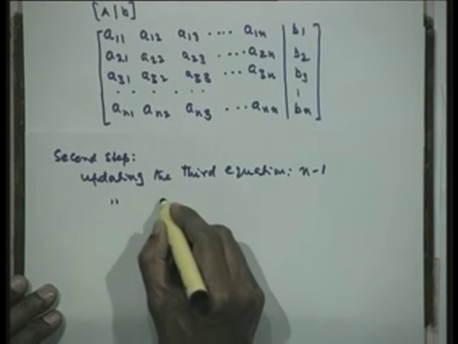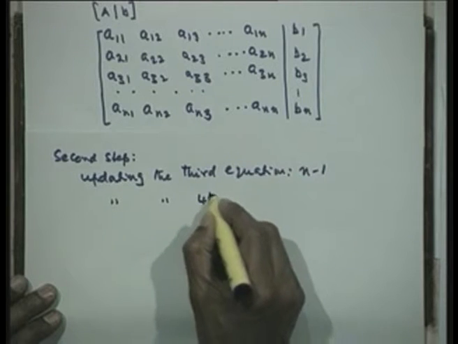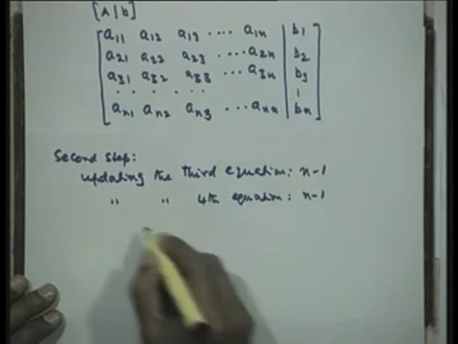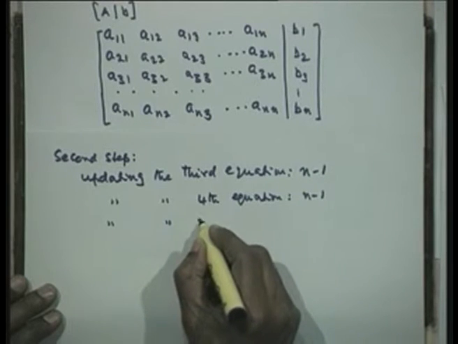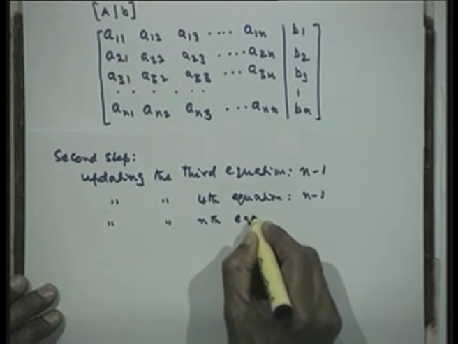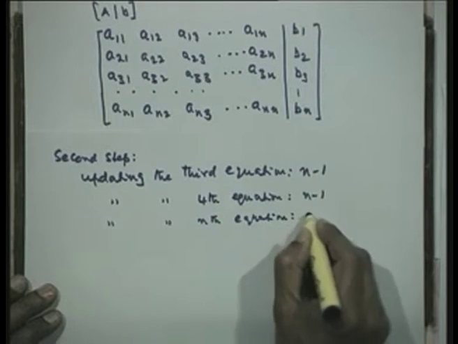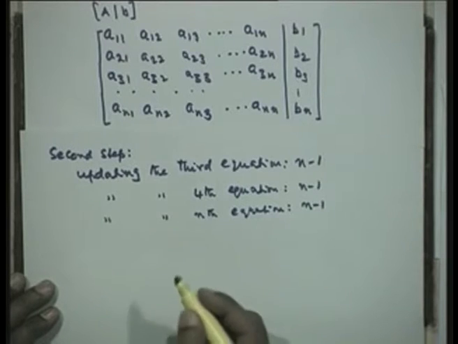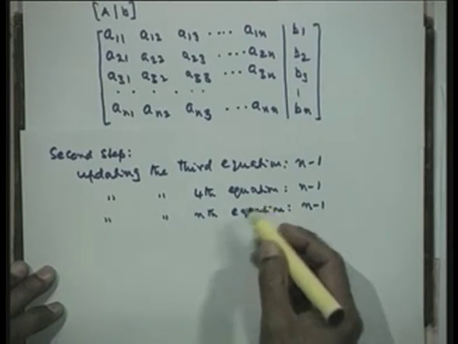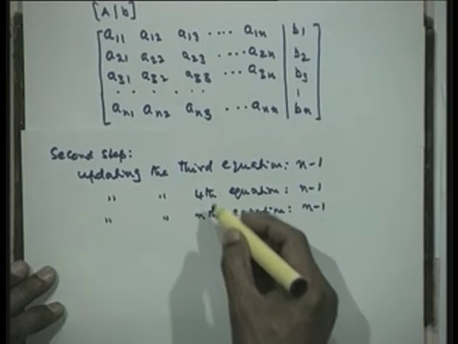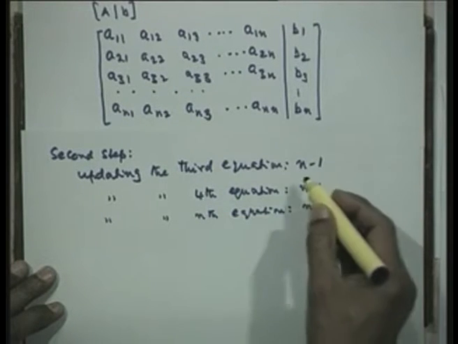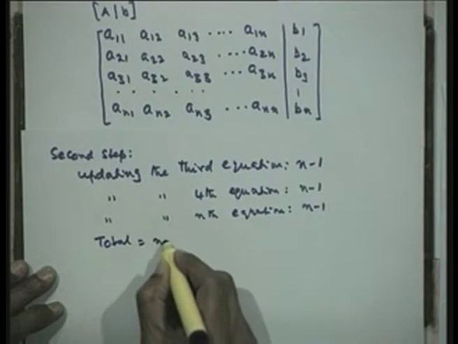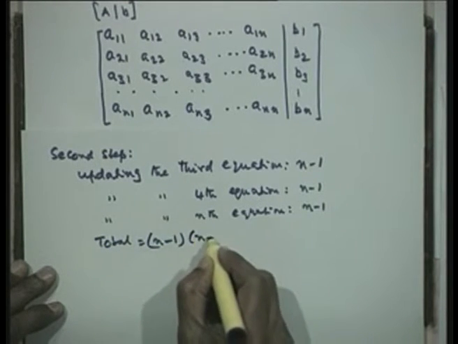So, similarly, I am updating the fourth equation, the same number. So, finally, updating the nth equation, I have n minus 1. Now, the total equations that are updated are from third to nth, therefore, n minus 2 updates are there, therefore, n minus 2 into n minus 1. Therefore, the total here is equal to n minus 1 into n minus 2.